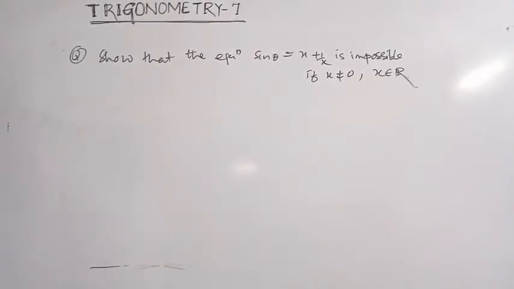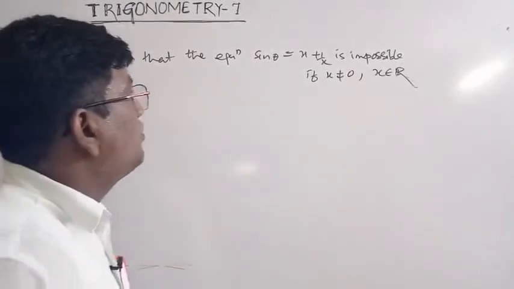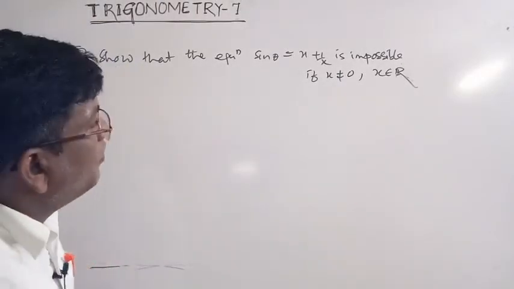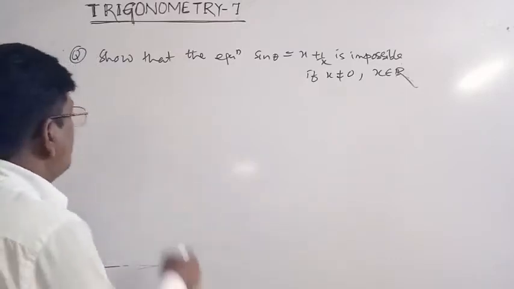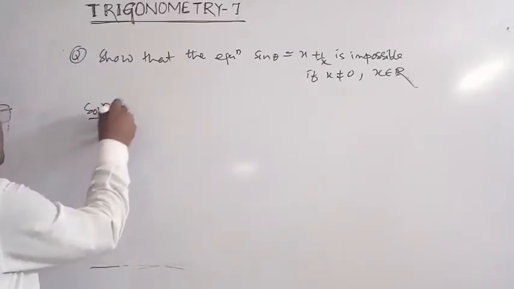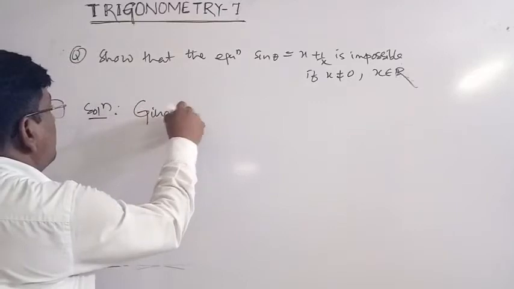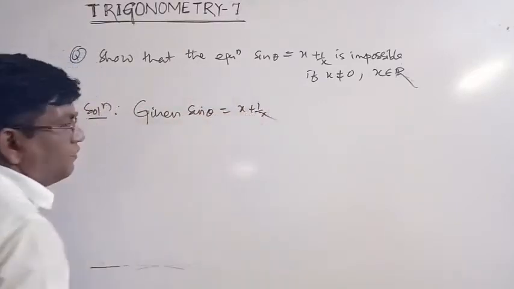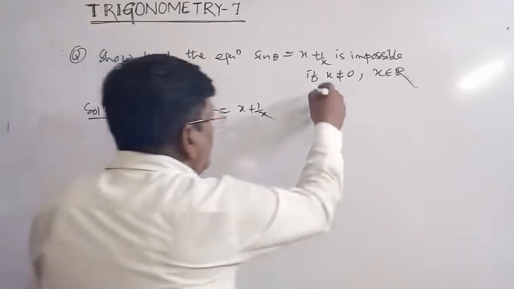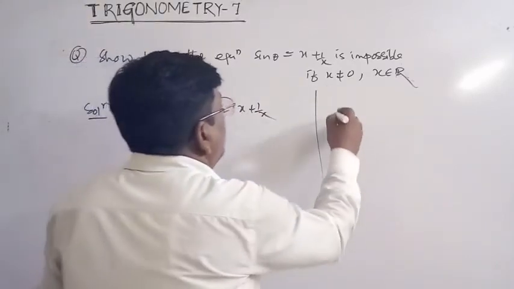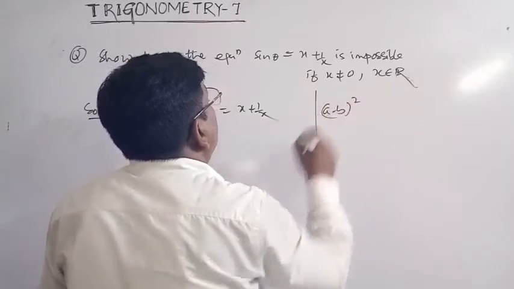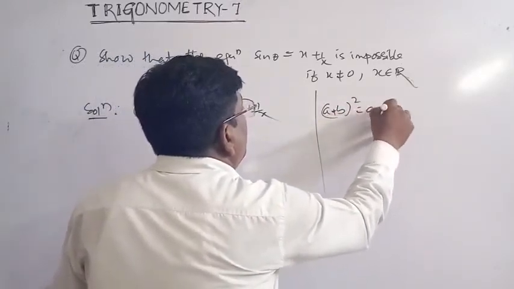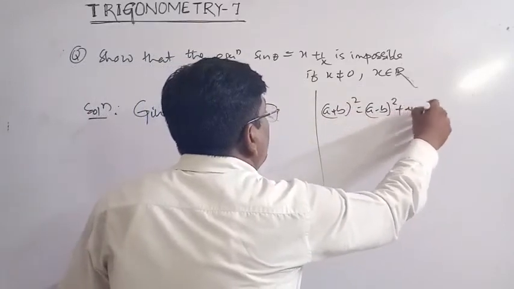Now some other questions. Show that the equation sin theta is equal to x plus 1 by x is impossible if x is not equal to 0, for any real x. Solution is given: sin theta is equal to x plus 1 by x. We know the formula a plus b whole square is equal to a minus b whole square plus 4ab.